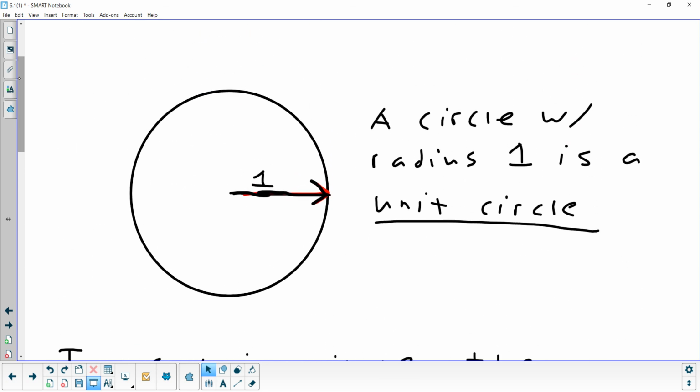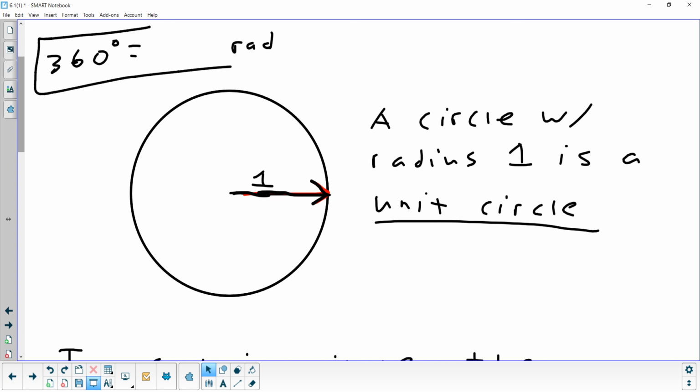If we look at this circle, we should know how many degrees it takes to go all the way around it. Okay, how many degrees to go all the way around the circle? It's 360. My goal is to figure out how many radians to go all the way around the circle. And then once I know that, I will have a connection between degrees and radians, just like feet and inches.